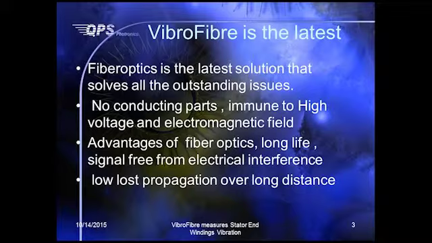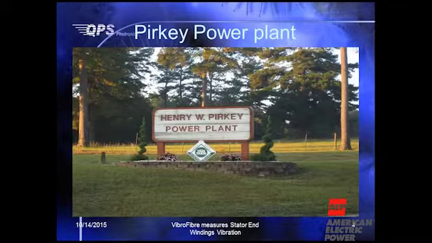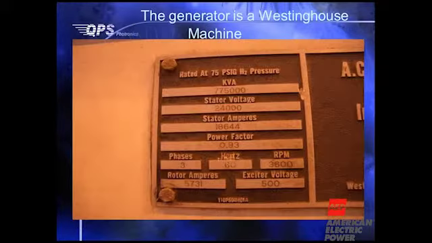I would like to explain a little bit about what was involved. So in this webinar, we will be talking about our cooperation with AEP, American Electric Power, and we installed our solution called the TG Guard at the Henry Perky plant in Marshall, Texas. And shown here is a picture of the plant.